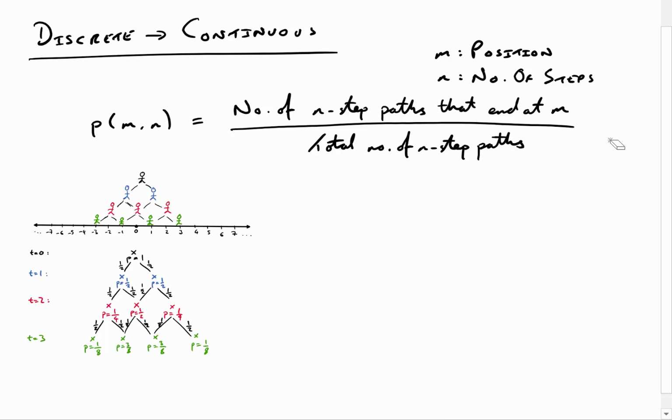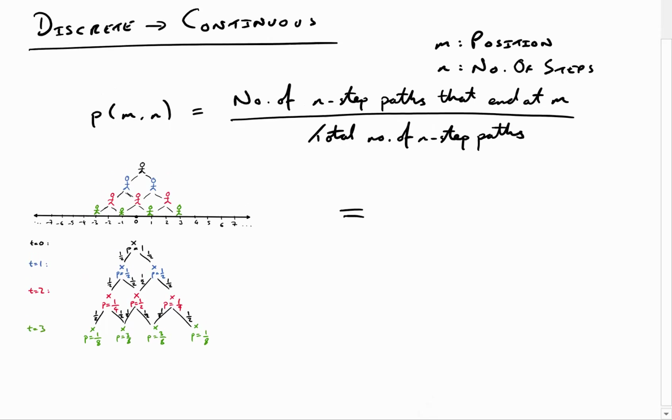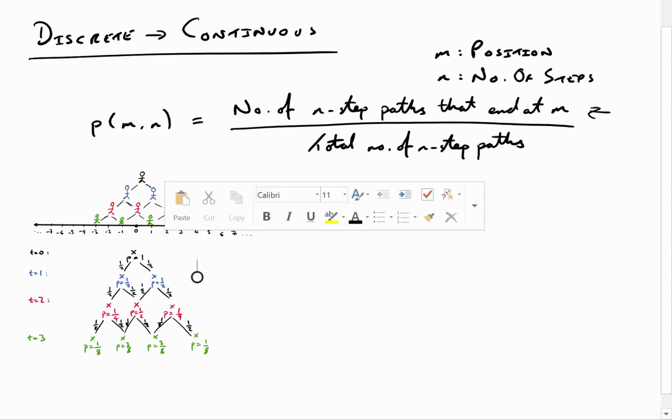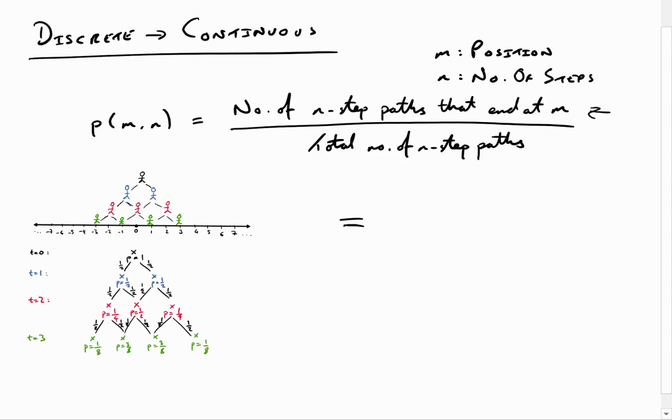We basically said it's the number of n step paths that end at a particular position. n step is just the number of steps that you've taken, so say 3 steps or 4 steps or 6 steps or 2035 steps, whatever. It's the number of n step paths that end at a particular position, for example position 3, or position -3, doesn't matter, out of the total number of n step paths.